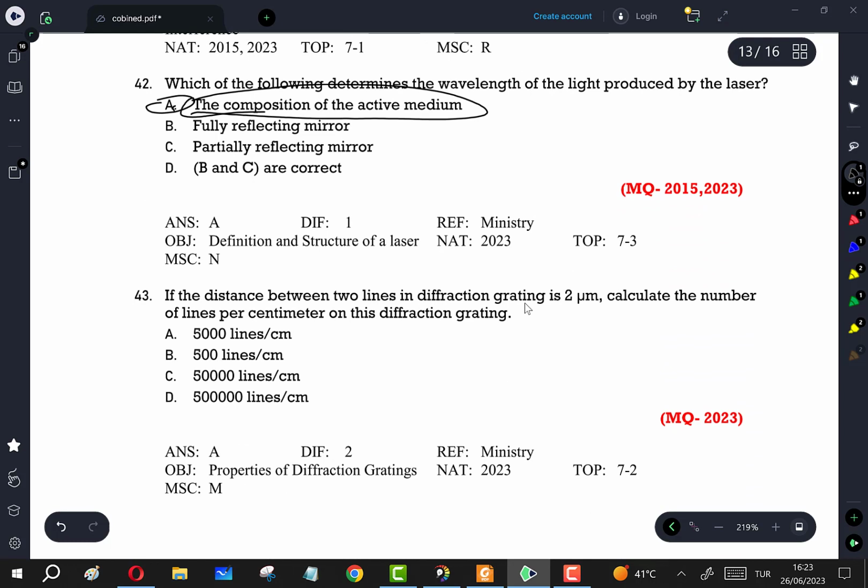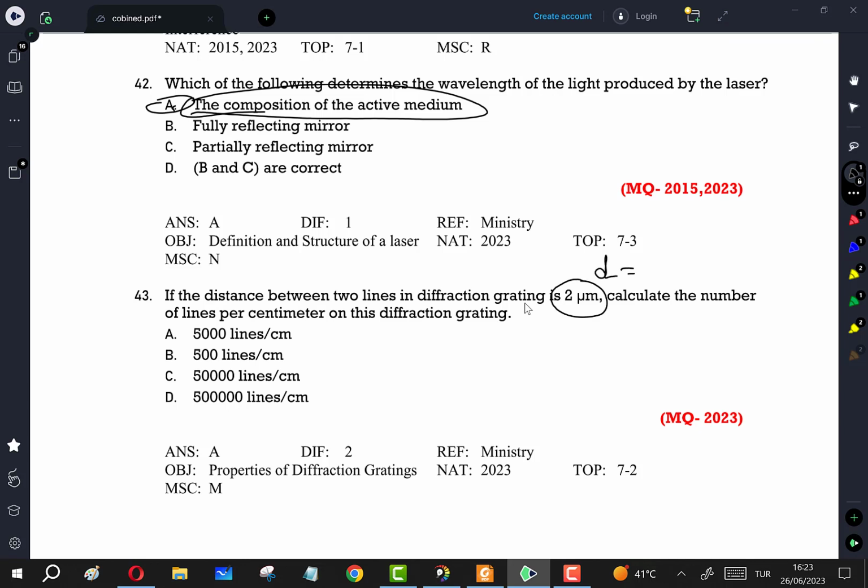Question number 43. If the distance between two lines in a diffraction grating is 2 micrometer, which is the slit spacing d, calculate the number of lines per centimeter. 2 micrometer is 2 times 10 to the power of negative 6 meter, but it asks for lines per centimeter, not meter. That's why d must be written in centimeters. If it asked for the number of lines per meter, you should continue with the meter. So it is going to be 2 times 10 to the power of negative 4 centimeter.